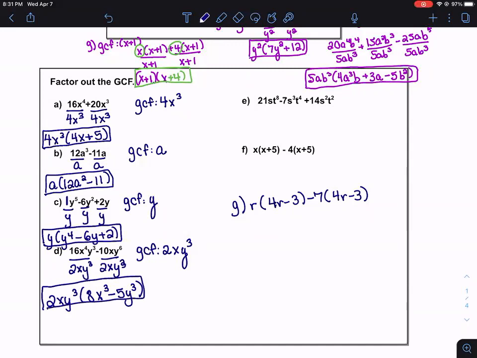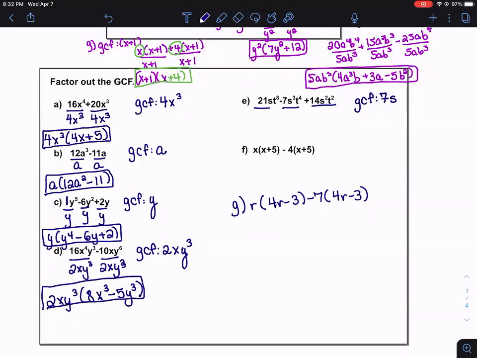Okay, so now we're up to a 3-term expression. Again, in a 3-term expression, we are going to look at each term, so all 3. So 21, 7, and 14 have 7 in common. And again, we'll divide by that. s to the 1, s to the 3, and s to the 2, we go with the lower, which is s.